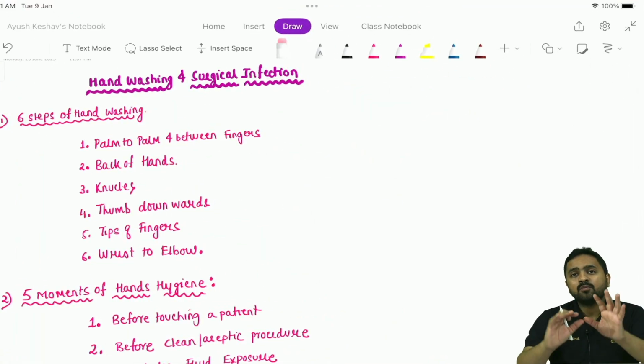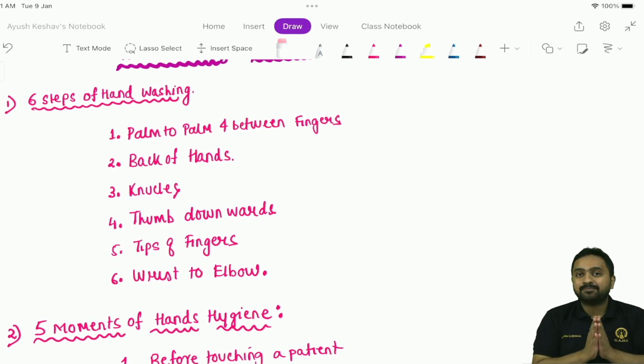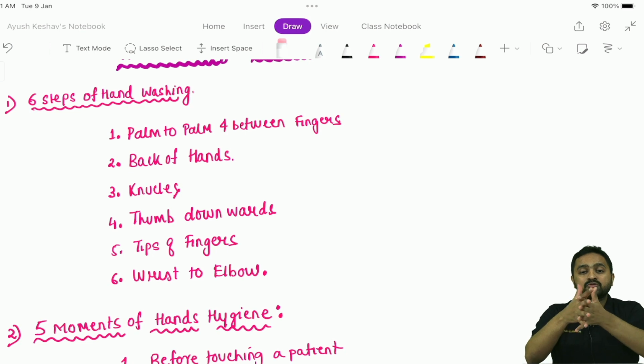Now, hand washing and surgical infection. Hand washing has been very instrumental in reducing the rate of surgical infections. Regarding your 6 steps of hand washing, the first thing you need to remember is that there are 6 steps of hand washing. The first step is palm to palm and between fingers, right?